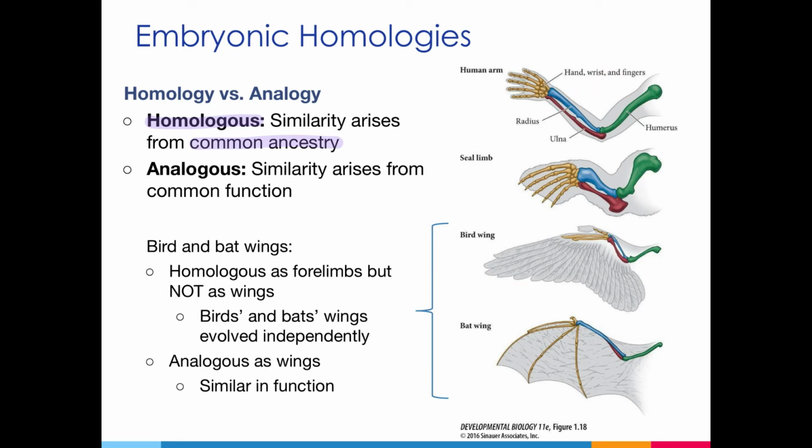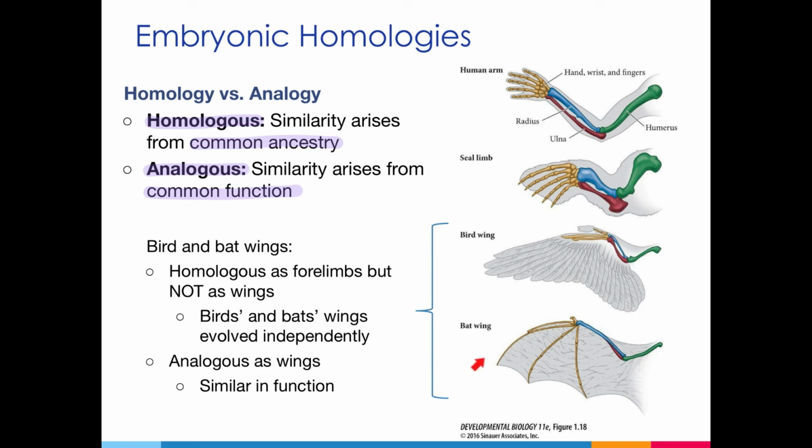On the other hand, if traits have a similar function but arose independently of each other as a result of convergent evolution, they are said to be analogous. So these traits are similar because of their common function, not relationships in ancestry. For example, the wings of birds and the wings of bats are analogous as wings because they arose at different points in evolutionary history rather than from the same common ancestor. Bats arose from a non-winged mammal.